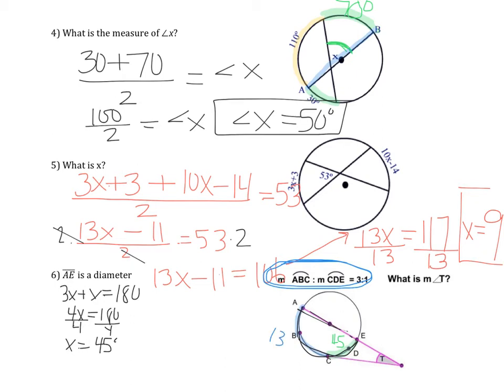Which is 135 degrees. Okay, now we can use the new formula we've learned today that tells us that my far arc of 135 minus my near arc of 45, divided by 2, will equal my angle, which is T in this case. So 135 minus 45, that's going to give me 90. And 90 divided by 2 is angle T. 90 divided by 2 is 45.